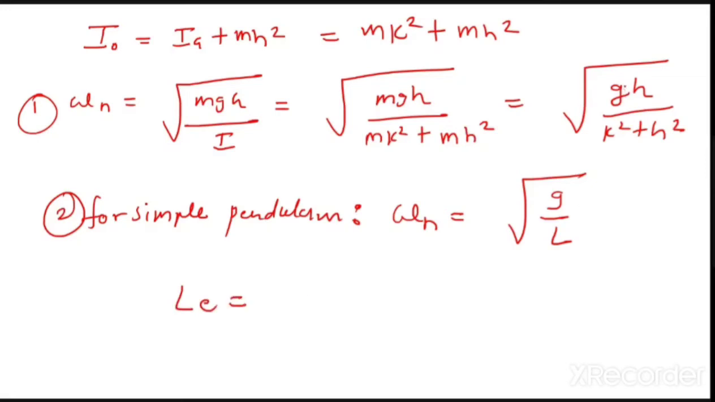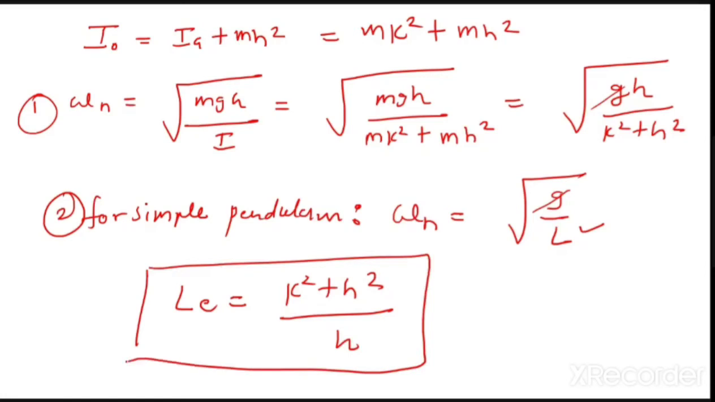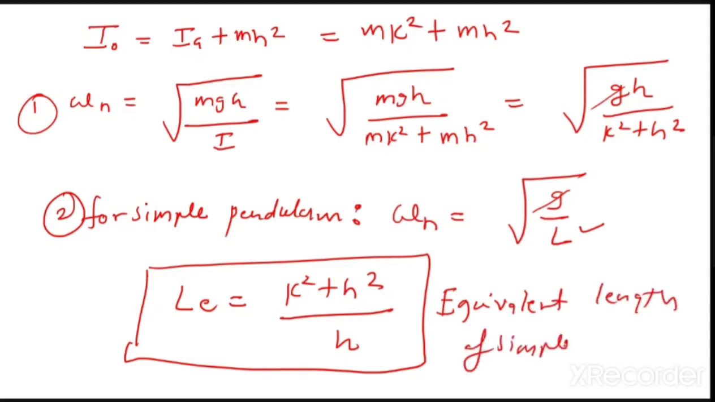See now, g is cancelled on both sides. What is the remaining term? L is the remaining term, and the other remaining term is h into k square plus h square. So you are getting L equal to k square plus h square upon h, and this L is called the equivalent length of a simple pendulum.